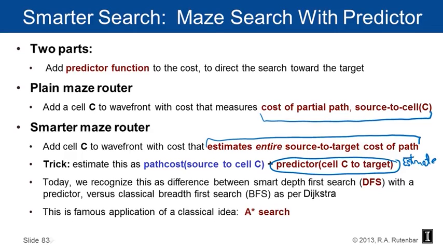And today we recognize this. This is actually something famous. It's the difference between a smart depth-first search with a predictor versus a classical breadth-first search. And in fact, this is a very famous application of a very famous idea. If you've done any artificial intelligence kinds of coursework, this is A-star search. This is exactly what this is, but applied in the context of a maze router.